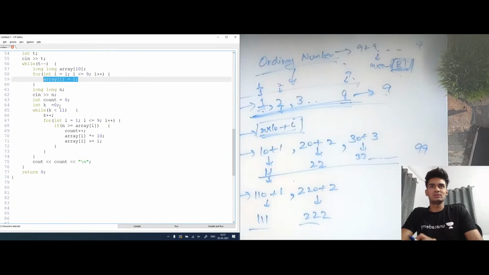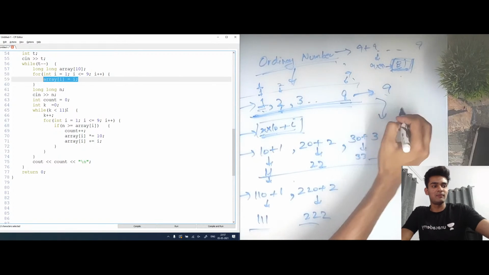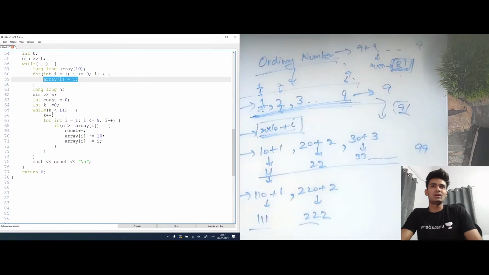Now what I do is I'm running it while k is less than 11, because we know that in total we'll have 9 arrays. So I just wrote k less than 11. You could also have k less than 9 here. Now for every k plus plus, I'm using the previous array that I had.